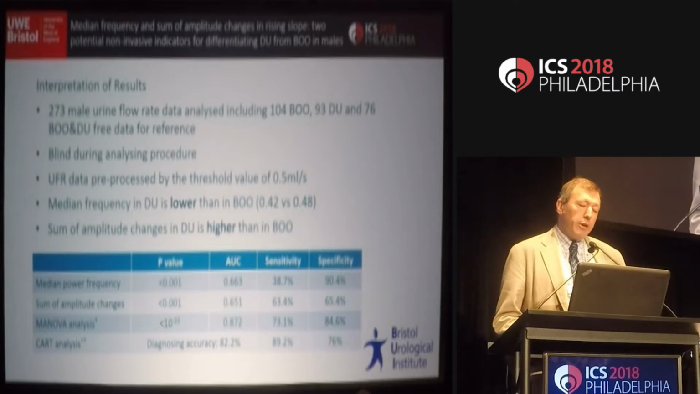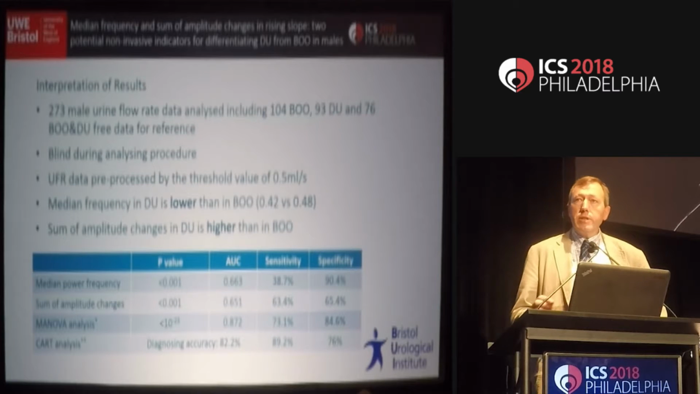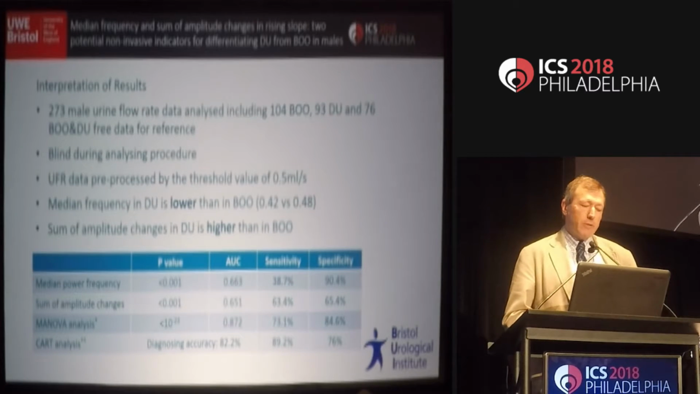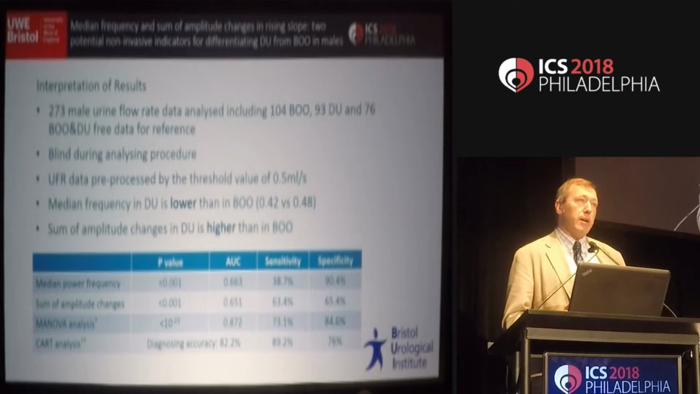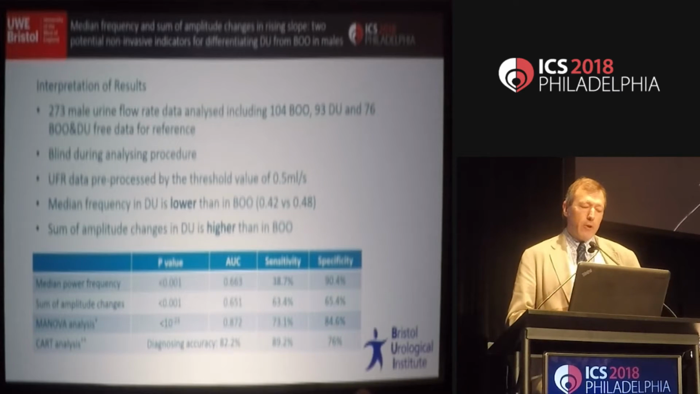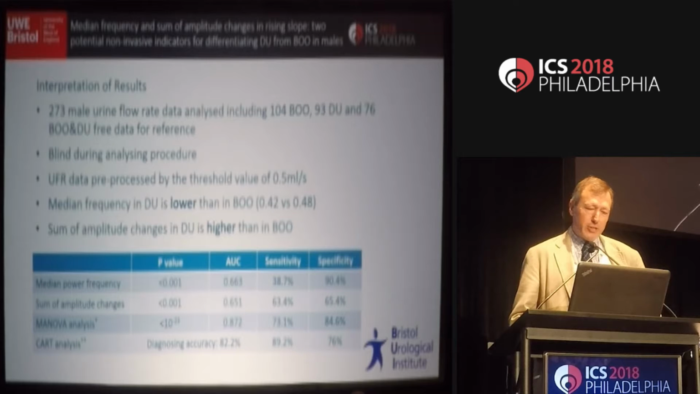So looking at the overall analysis, it seems that each of these indicators is not sufficient on their own to give good sensitivity and specificity. In our abstract tomorrow, we'll look at the last two lines, which actually improve this by looking at a combination of all the factors to do with the shape of urine flow. But as that's not part of this abstract, I'll leave that for later. Thank you very much for your attention.